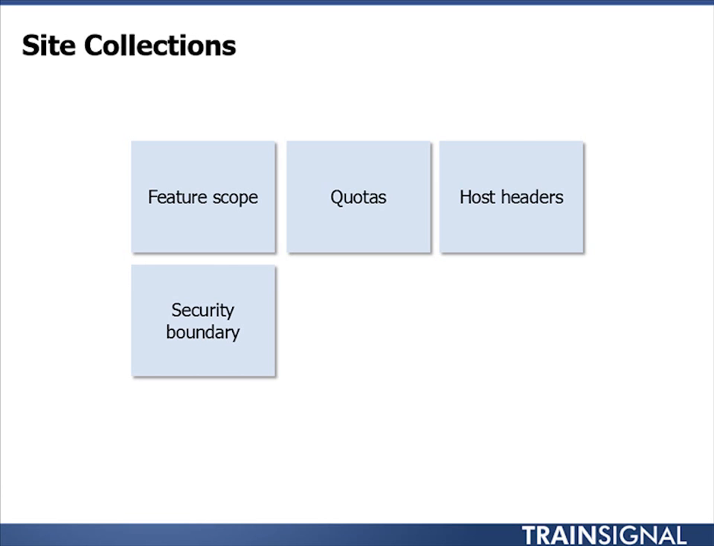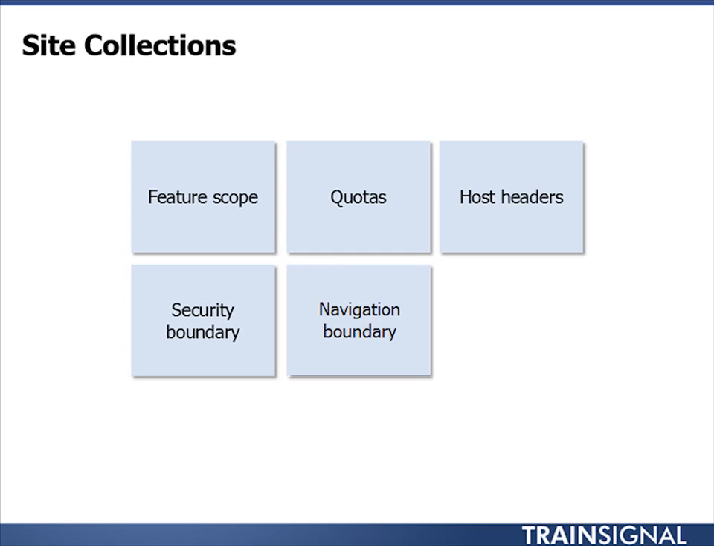Site collections also serve as a boundary for, well, basically everything. First and foremost, they're going to serve as a security boundary. If I make somebody an SCA, a site collection administrator, for a particular site collection, that's only going to apply to that site collection and nowhere else. If I give somebody permissions on a particular site, those permissions will actually flow down to child sites, to lists, to folders, to individual items. They will never, however, flow outside of that site collection. So site collections will serve as a security boundary.